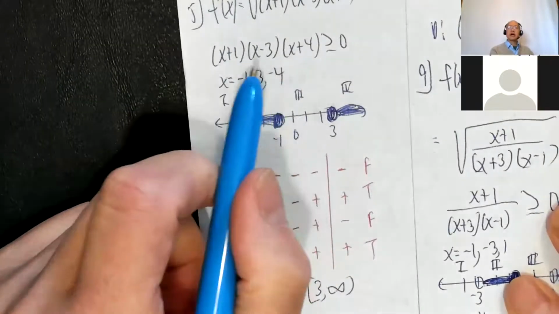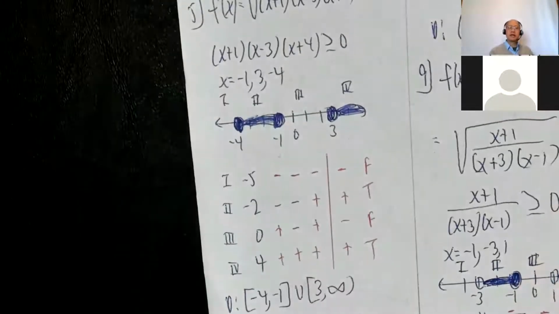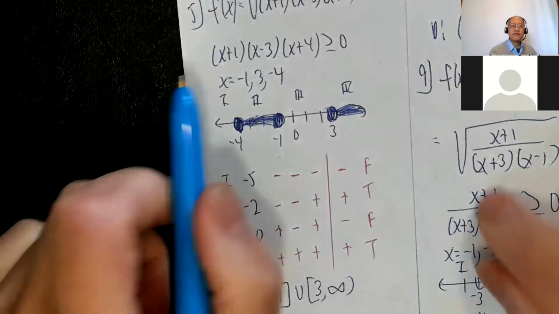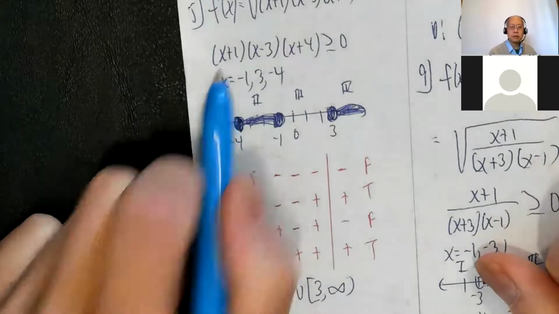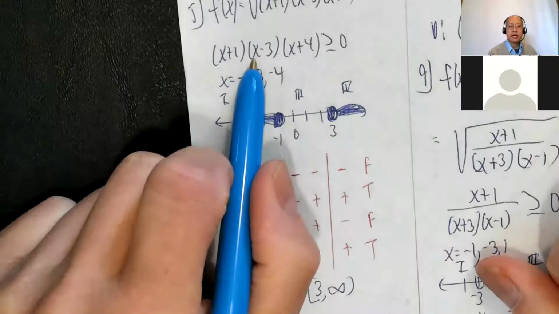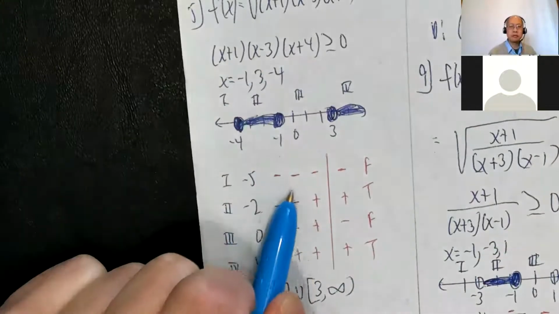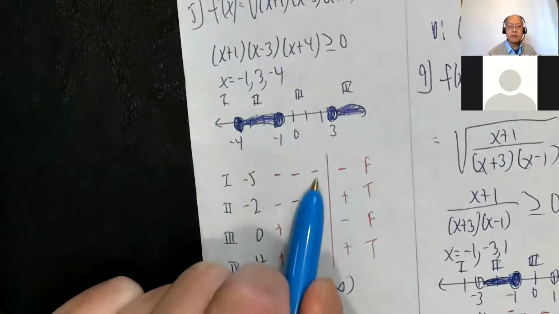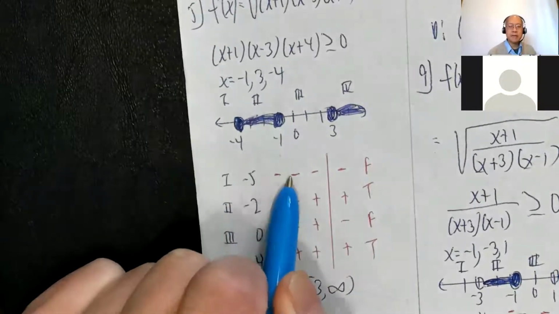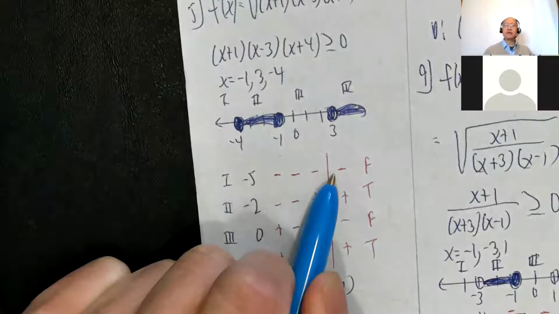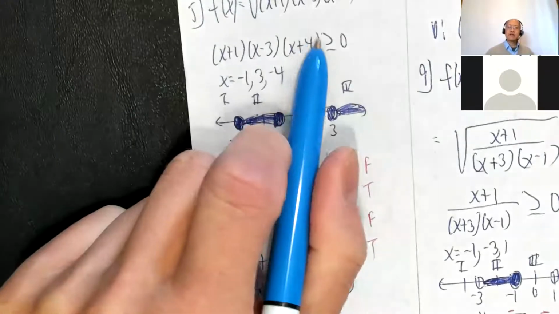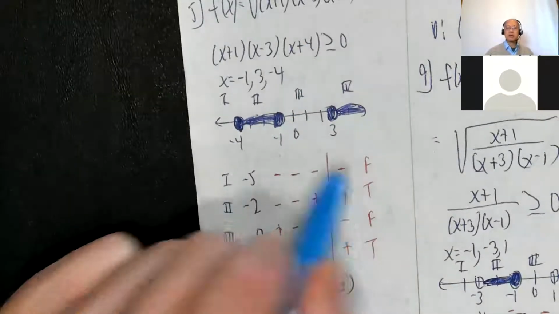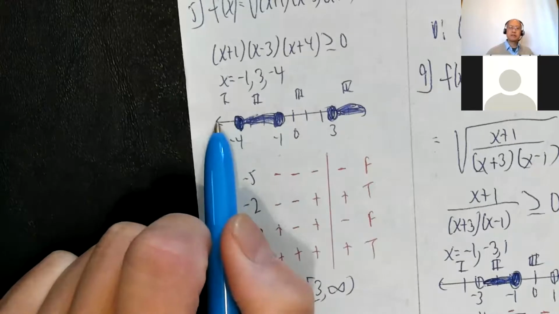Plug it in. I only need a sign. It's a lot easier. Okay, -5 plus 1, negative. -5 minus 3, negative. -5 plus 4, negative. So negative times negative times negative, 3 negatives leaves you with a negative. Is negative greater than or equal to 0? No, that's false. So don't shade in region 1.